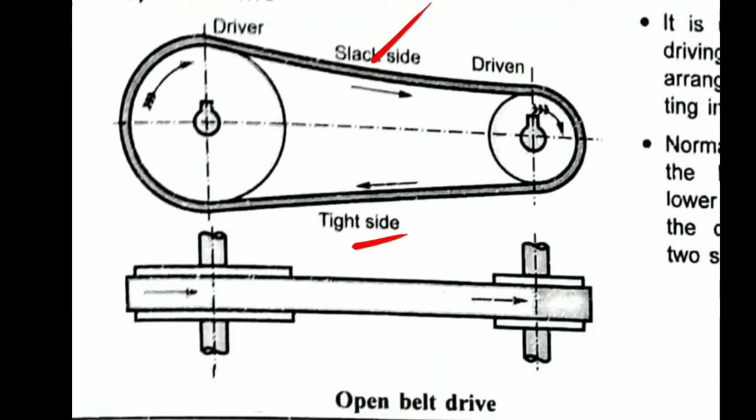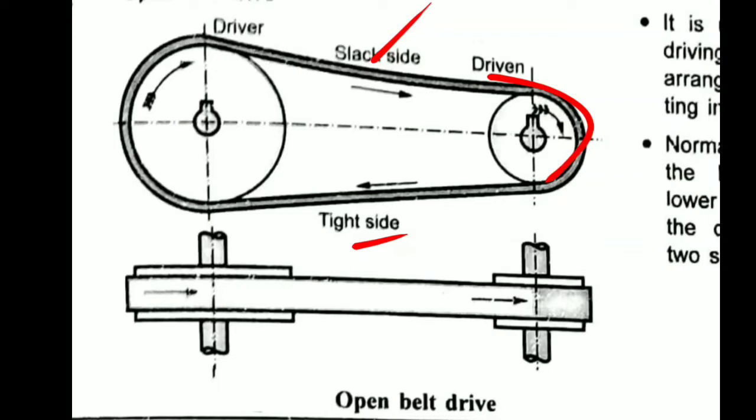Now listen carefully. When the belt passes from the slack side to the tight side, from here to here, a certain portion of the belt extends, and it contracts again when it passes from the tight side to the slack side. Due to these changes, there will be relative motion between the belt and the pulley surface. So this relative motion is called creep.